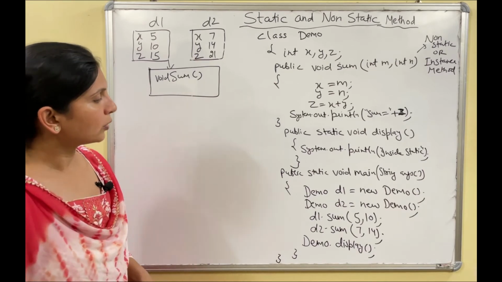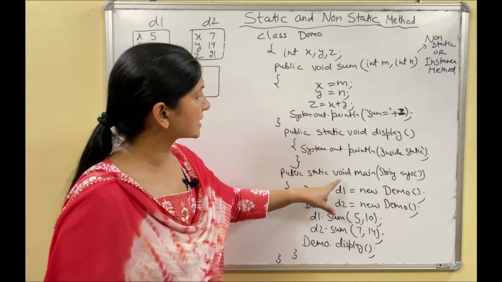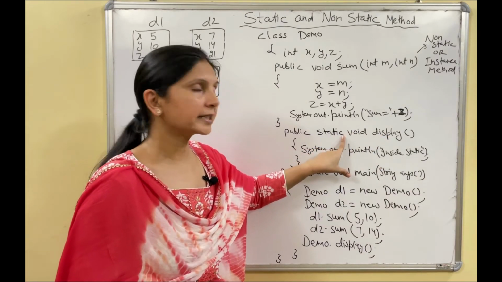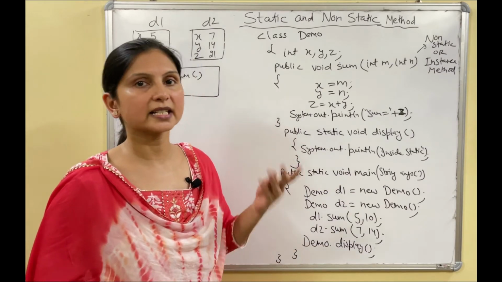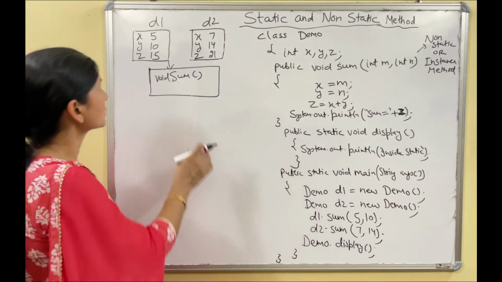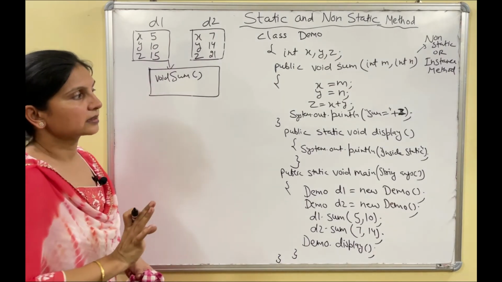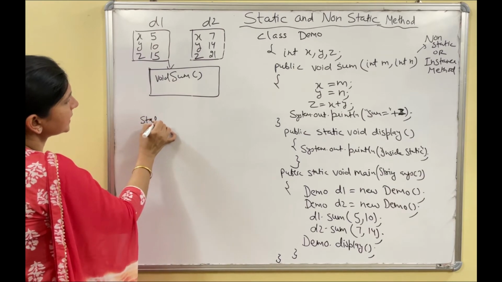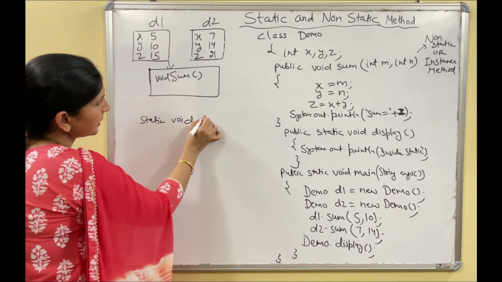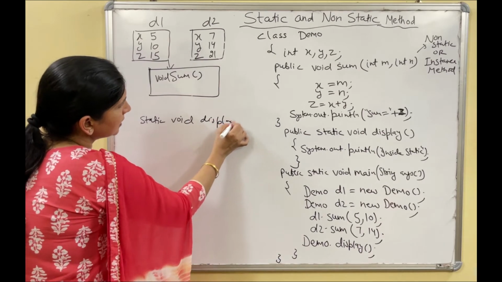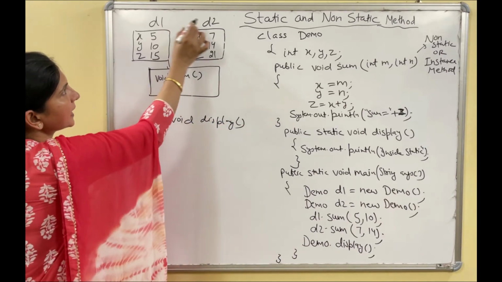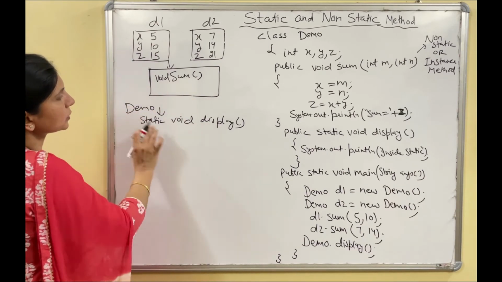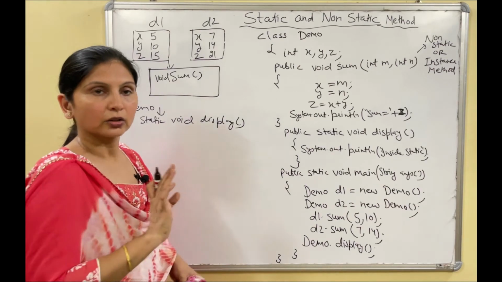Doubt is clear. Now come to this static function. So public static void display. As I told you, a static method belongs to the class and it doesn't belong to an instance. So objects will not share this display method. The static void display method will be stored in the memory, and only the class can invoke it, not any object. Class demo. Fine. This is a class method, so demo can invoke this method, not any instance.